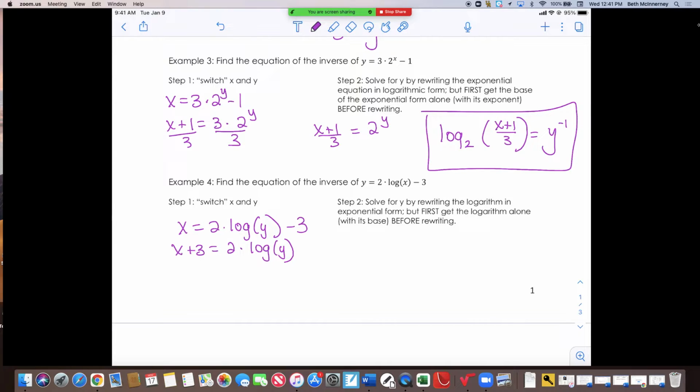Then what do I do? Divide by 2. Divide by 2, and I get x plus 3 over 2 equals log y.